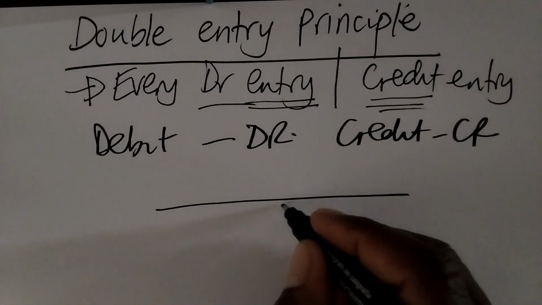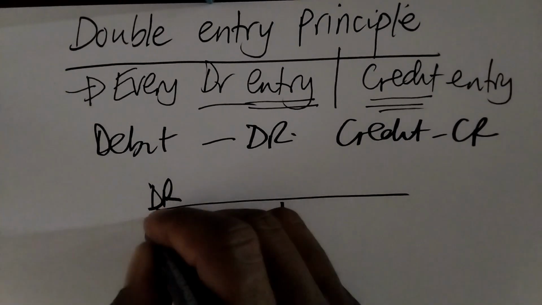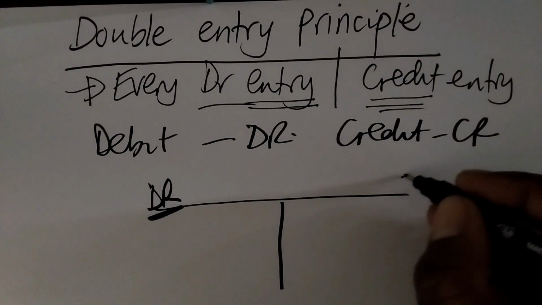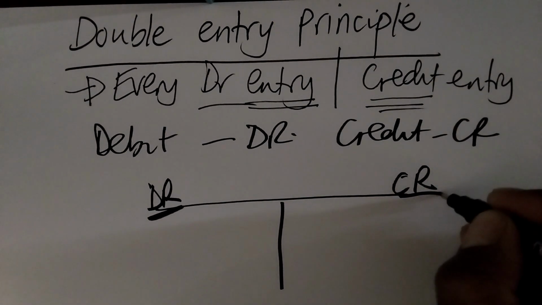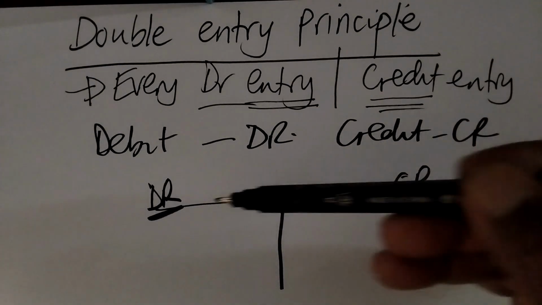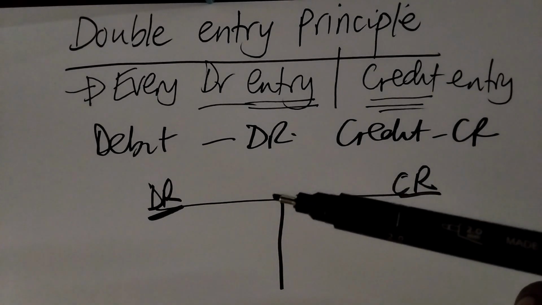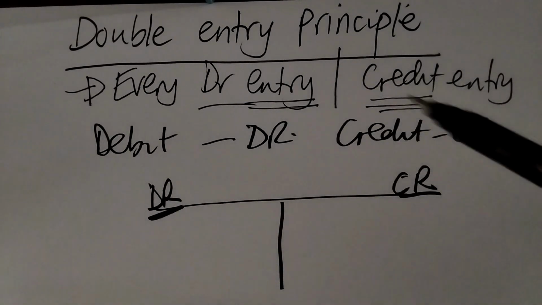Now on your ledger account, which is in the form of a T account, the debit side is on the left side of the T account, and the credit side is on the right side of your T account. So what we are saying is that there is no accounting entry that must have a single leg. All accounting entries must have a double entry. In other words, there must be a debit and a credit.